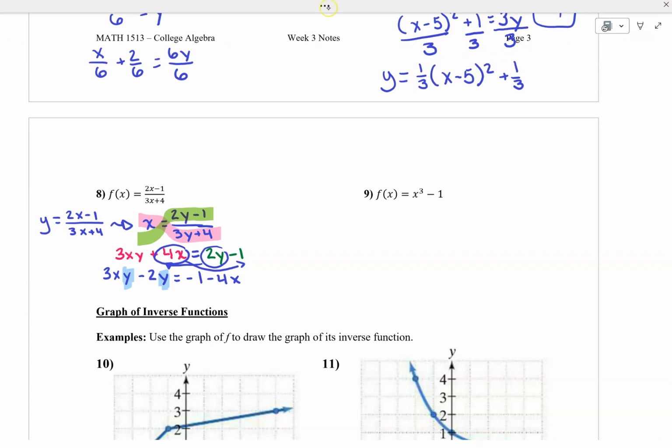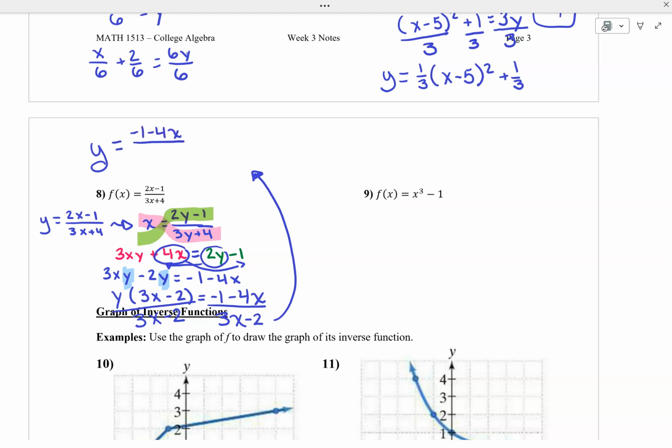Okay, so they both have a y in common. So you want to take that y out, and you're going to be left with 3x minus 2, basically what's not highlighted, equals -1 minus 4x. Now I know I'm running out of room, but here, because I want to solve for y, I'm going to divide by 3x minus 2, divide by 3x minus 2. So I'm just going to come up here. So y equals -1 minus 4x over 3x minus 2. So we're going to just rewrite that with our inverse notation, and we are done.